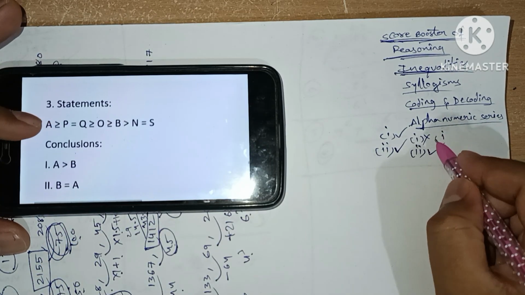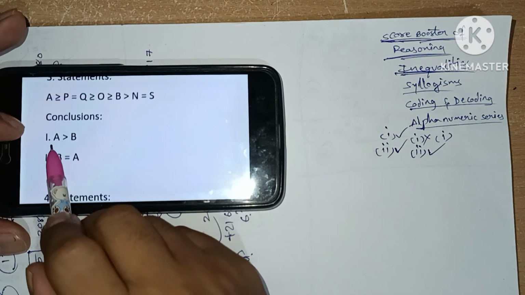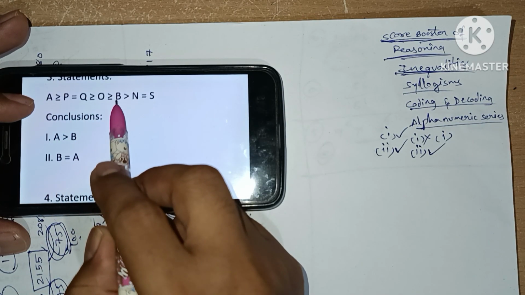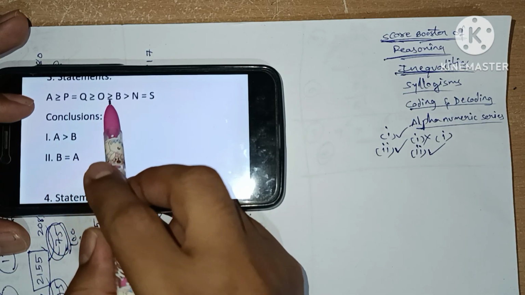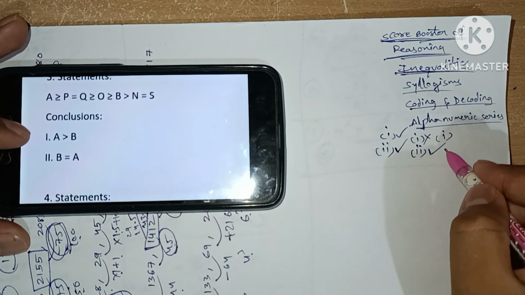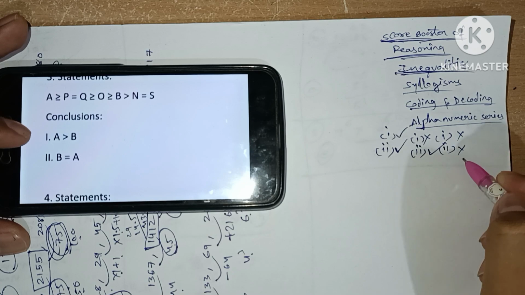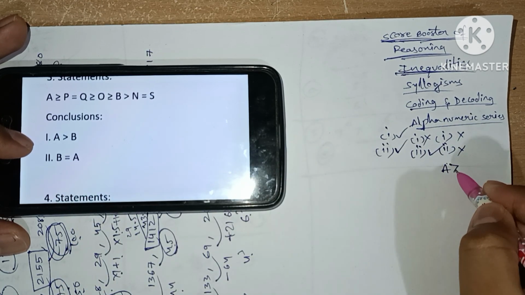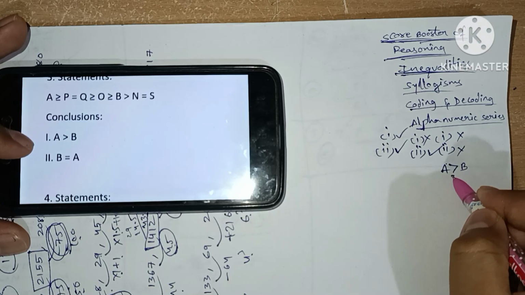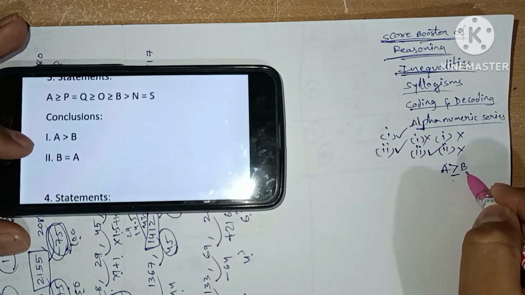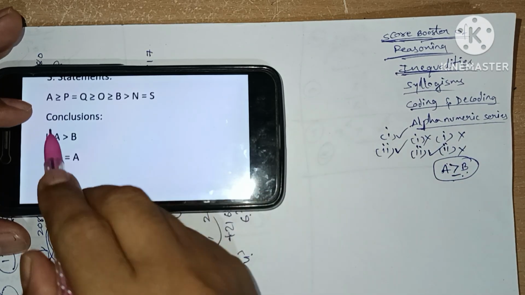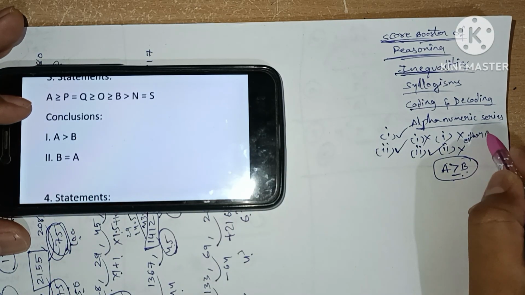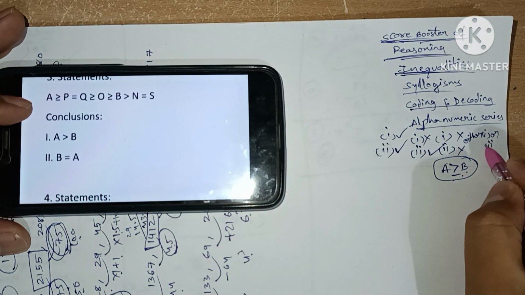Let's see the third question. Third question, first conclusion, the flow from A to B. From A we have flow to B and there is everywhere equal to also. So individually these two cases fail. And by combining these two we have a sequence in which A flows to B and A is equal to B also, and we have seen this in our statement. So the answer for the third question is either 1 or 2.